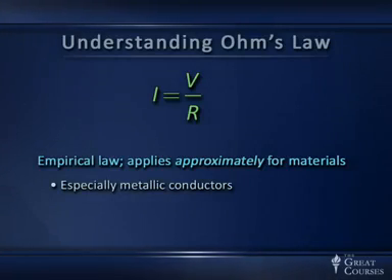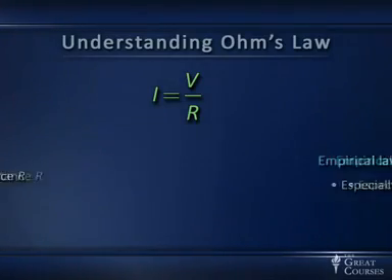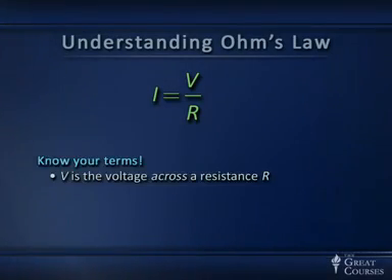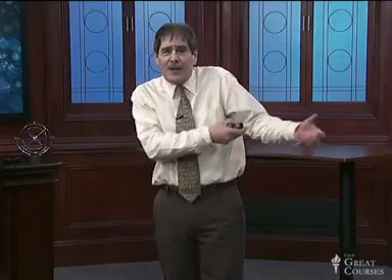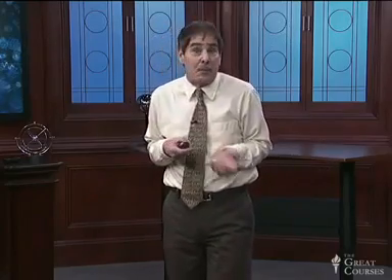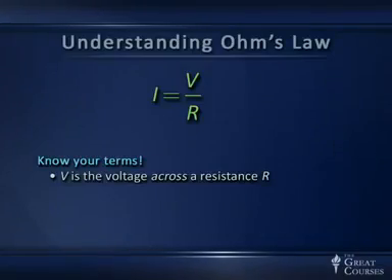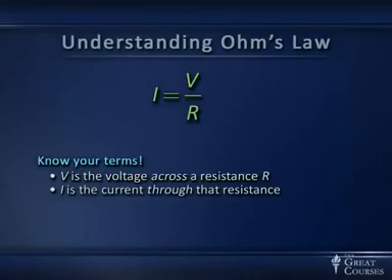Now, if you're going to use Ohm's law, and we'll be using Ohm's law in the next few lectures, be careful. Know what the terms in it mean. V is the voltage across some resistance R. It's not just some random voltage anywhere in a circuit. If you've got a 6-volt battery in a circuit, that doesn't mean V for Ohm's law is 6 volts. It might be, depending on how that battery is connected, but it might not be. V is the voltage across a particular resistance R. I is the current through that resistance.